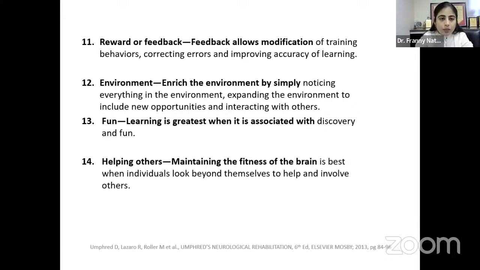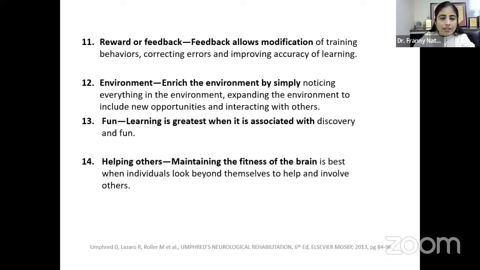The next principle talks about the environment and the importance of enriching the environment and noticing everything in it, and trying to utilize various things available in the environment. So basically, interacting and finding more opportunities, and interacting with others and other structures in the environment.